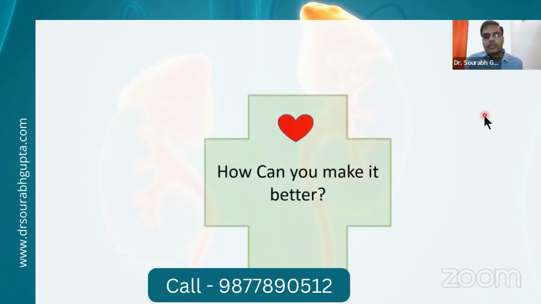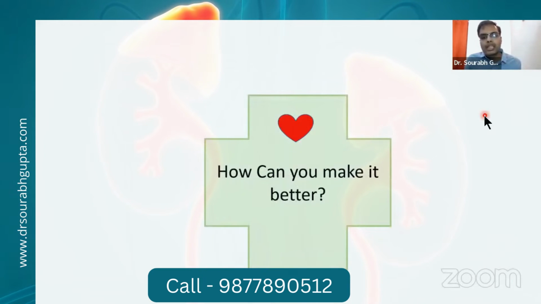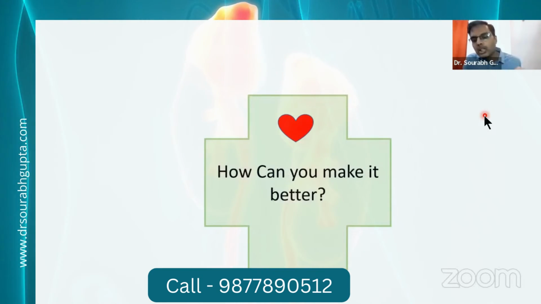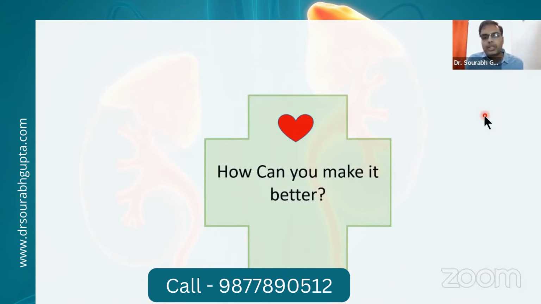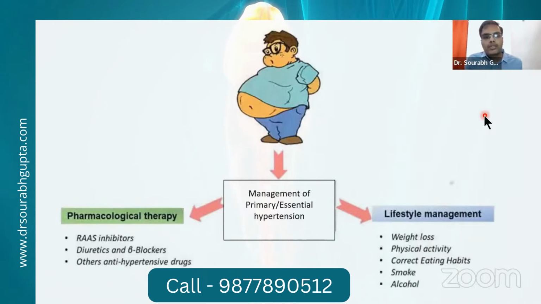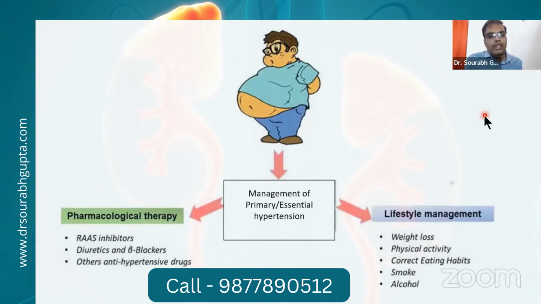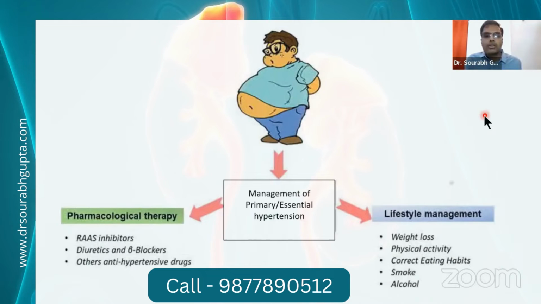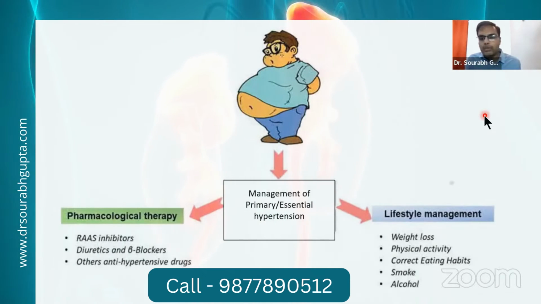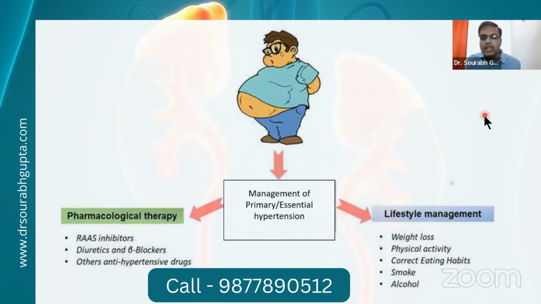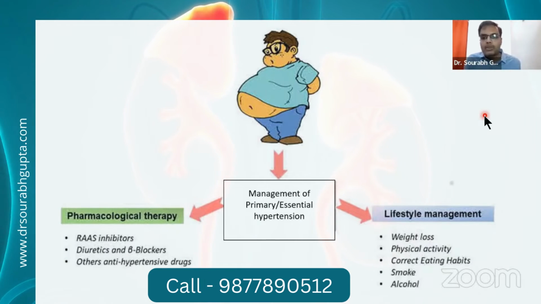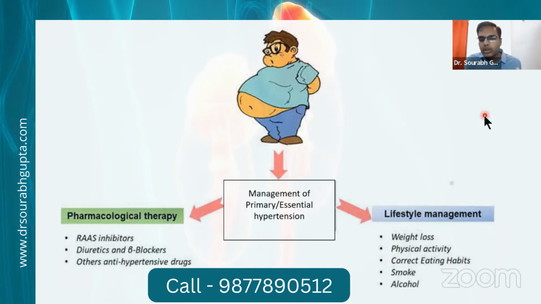So how can you make it better? Now we come to the part where we know that the patient is having hypertension. We have found the etiology, and now we are treating this patient. If it is essential hypertension or primary hypertension, the goal is lifestyle management followed by pharmacological therapy. Lifestyle management includes weight loss, physical activity, correct eating habits, the DASH diet we're discussing, stopping smoking and alcohol, especially in adolescents, and then pharmacotherapy.